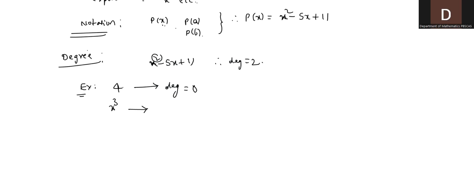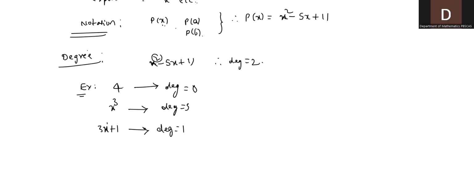And suppose another one, a linear polynomial. Linear polynomial means suppose 3x plus 1. This is the linear polynomial, the degree is 1. Degree is equal to 1. Why? Because x power 1. This is the linear.